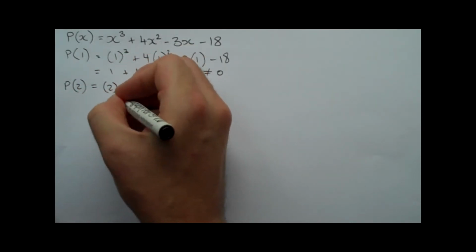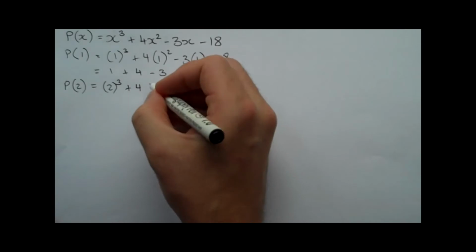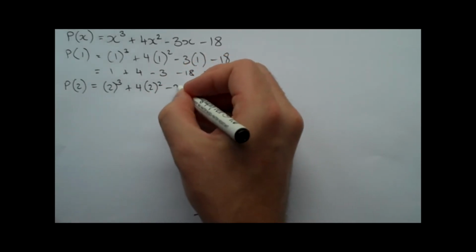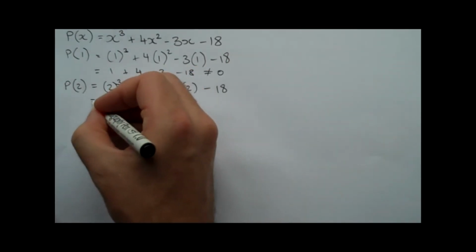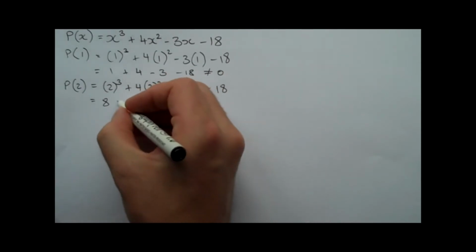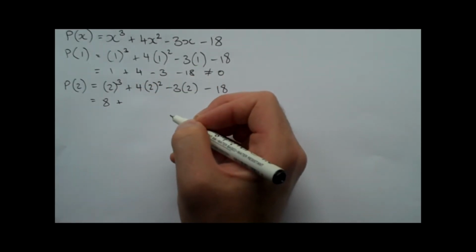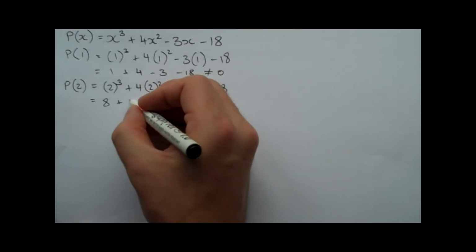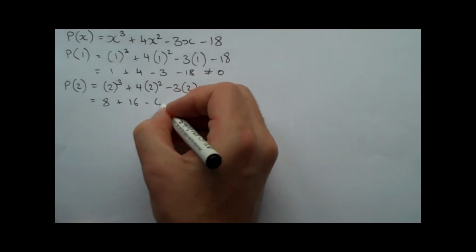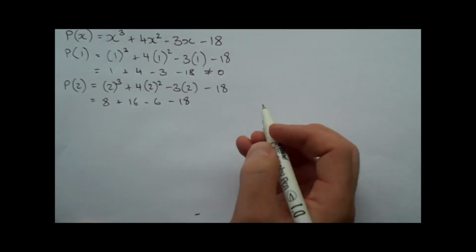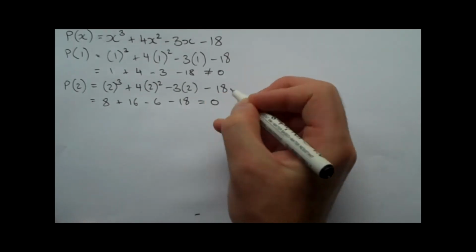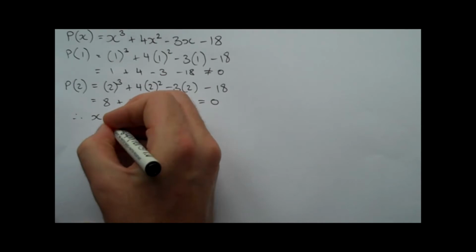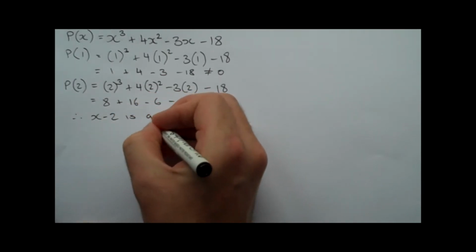We get 2 cubed plus 4 multiplied by 2 squared, take 3 multiplied by 2, take 18. 2 cubed is 8, plus 4 multiplied by 2 squared, which is 16. Take 6, take 18, and we get 24, take 24, which equals 0. So therefore, x take 2 is a factor.